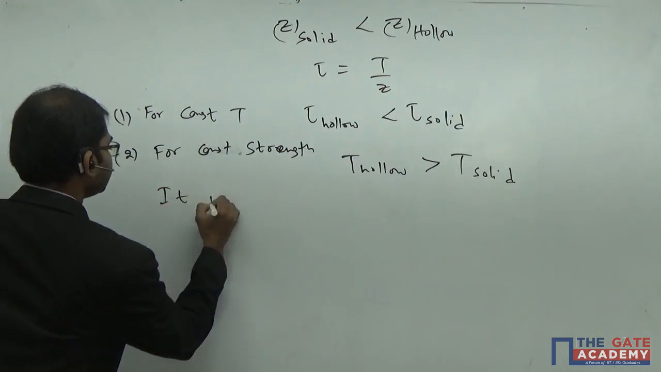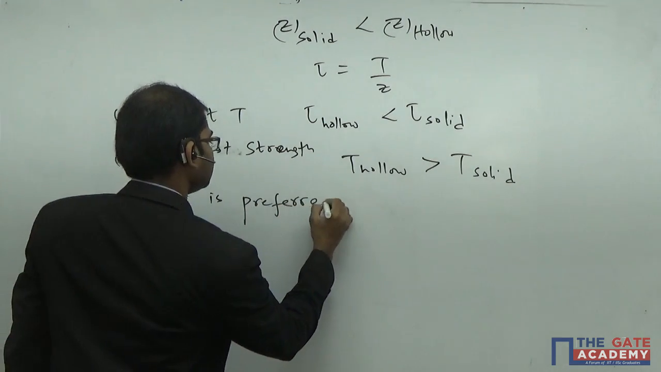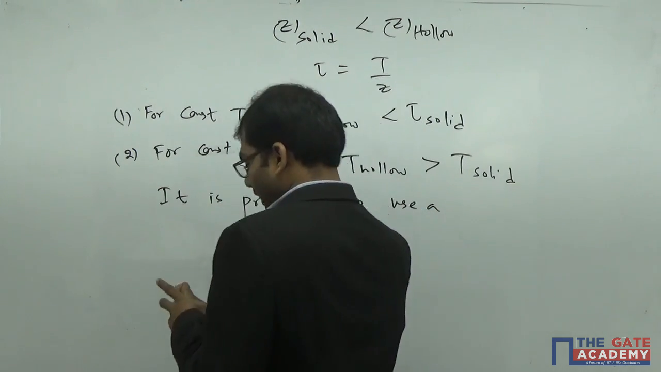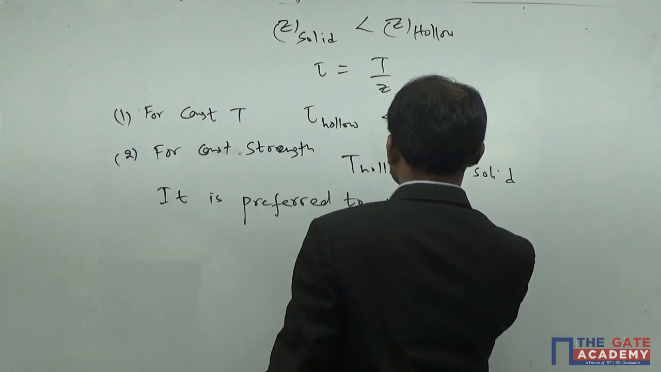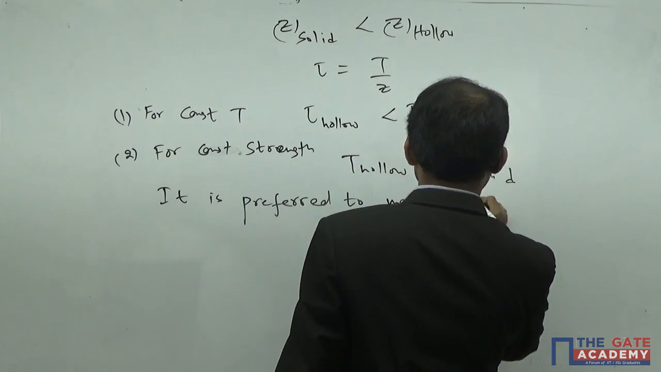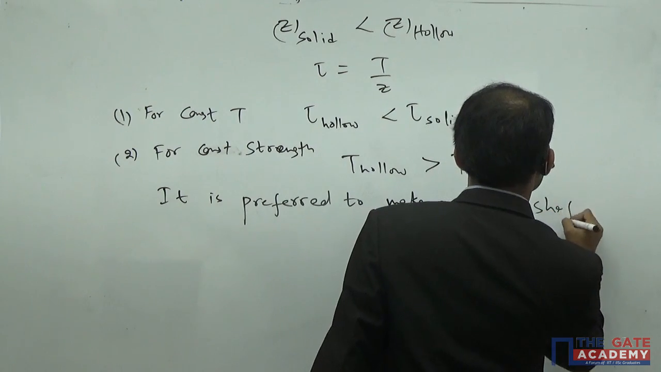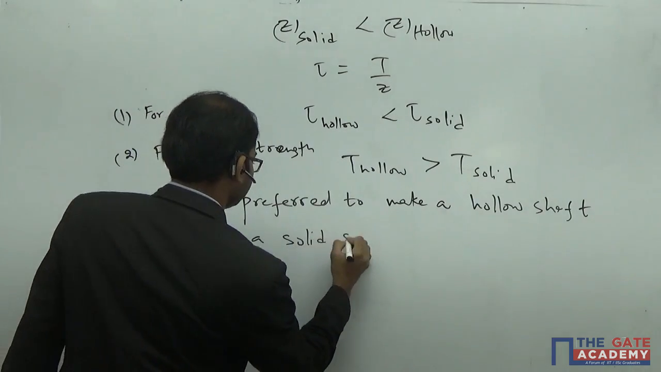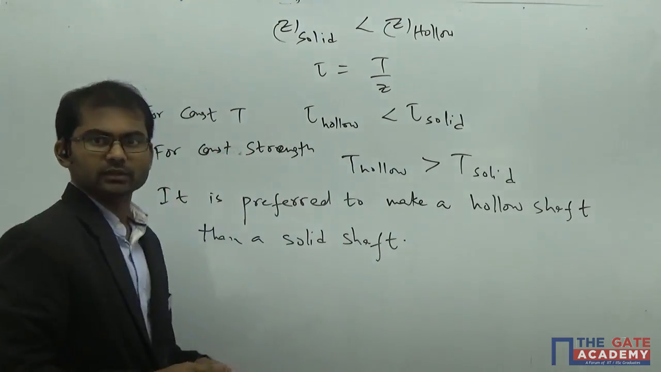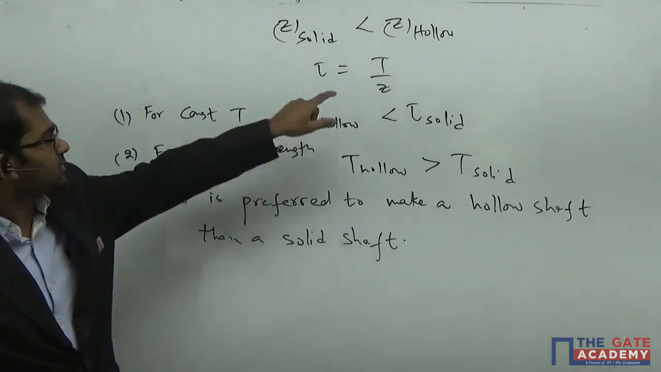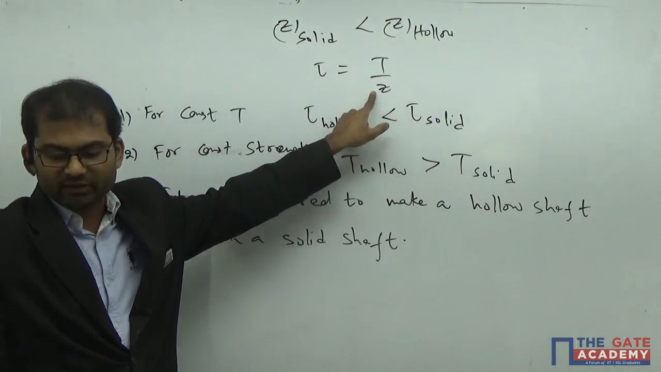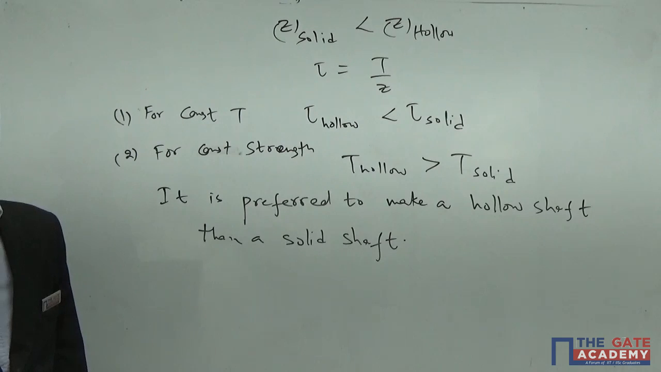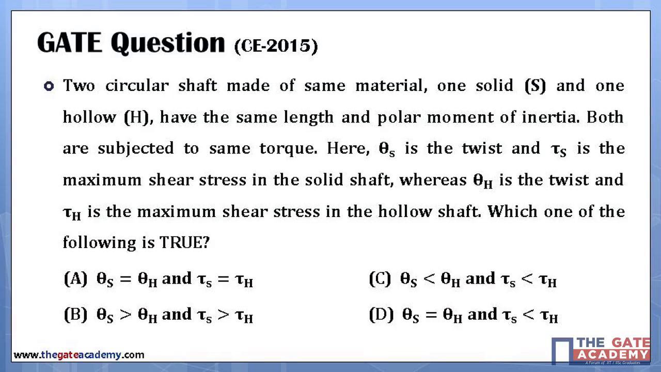So it is preferred to make a hollow shaft rather than a solid shaft. Clear? Understand? So this is how this Z value is actually affecting here. Z has that amount of significance here. Okay? Clear, everybody? If you are clear with this explanation, there is another simple example.